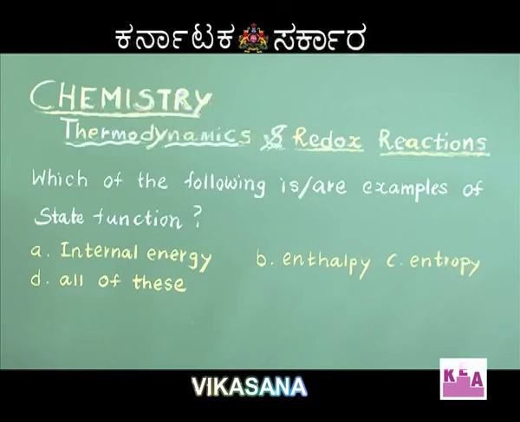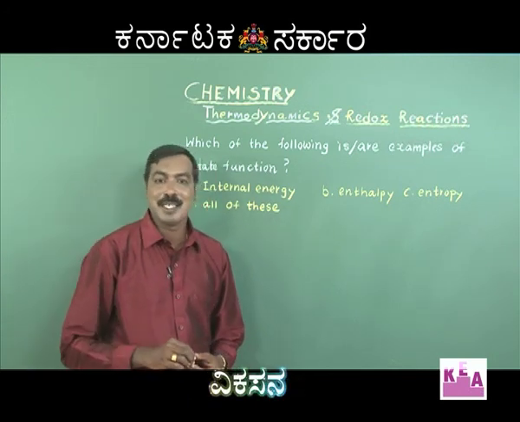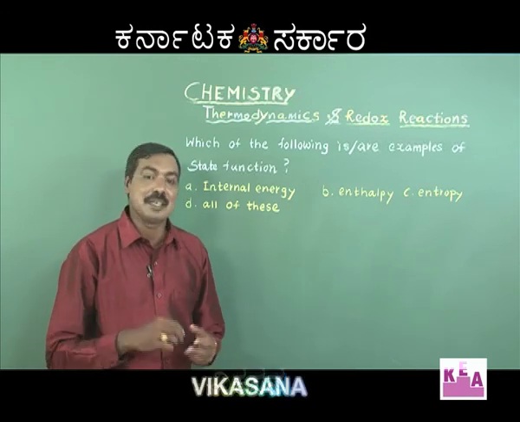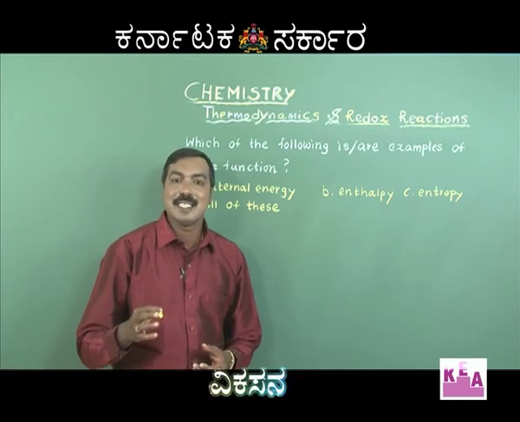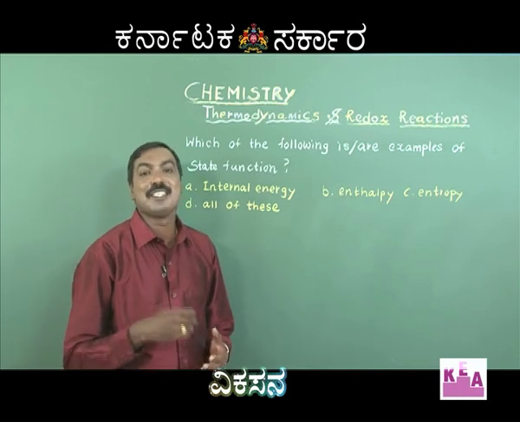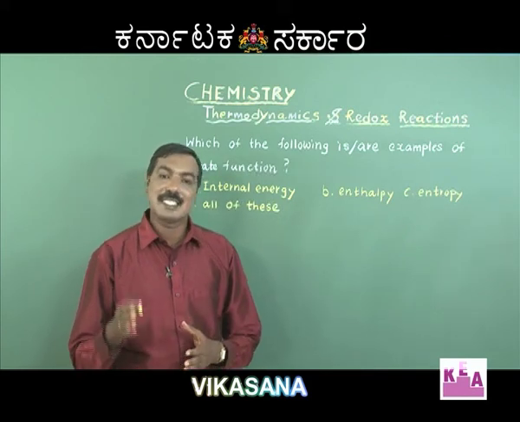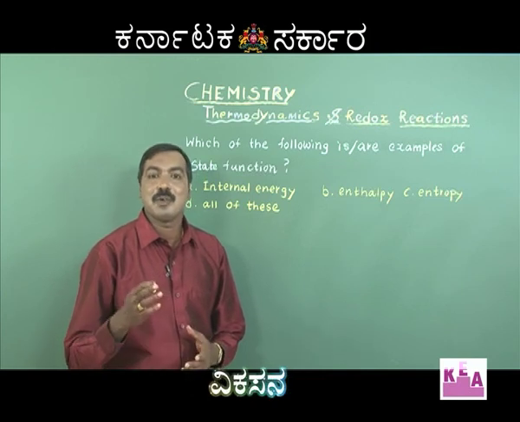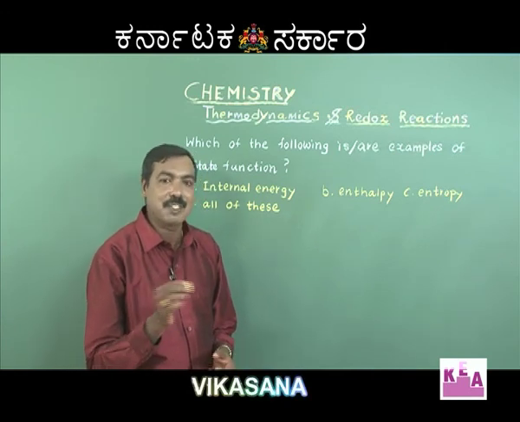Our next question: which of the following is or are examples of state function? Before I tell what is the answer here, let me give you a brief synopsis of what exactly a state function is. A state function is a thermodynamic property of an equilibrium system, irrespective of the path by which it is attained. The classical examples of state functions are mass, energy, free energy, entropy, and the three basic thermodynamic physical quantities: pressure, temperature, volume.